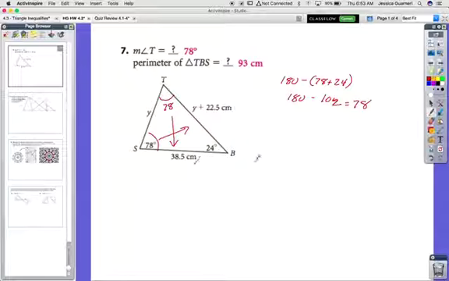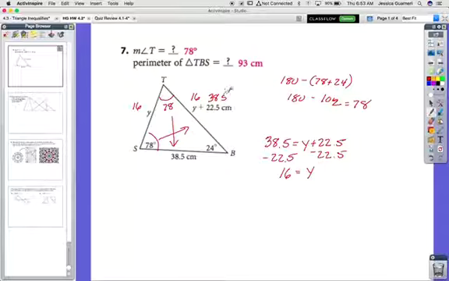All right, so now all I have to do is 38.5 is the same as y plus 22.5. So I'm going to subtract that 22.5, and I get y equals 16. Is that right? Yeah. So y equals 16. So now if I plug 16 in here and plug 16 in here, I already know that this is going to give me that 38.5.